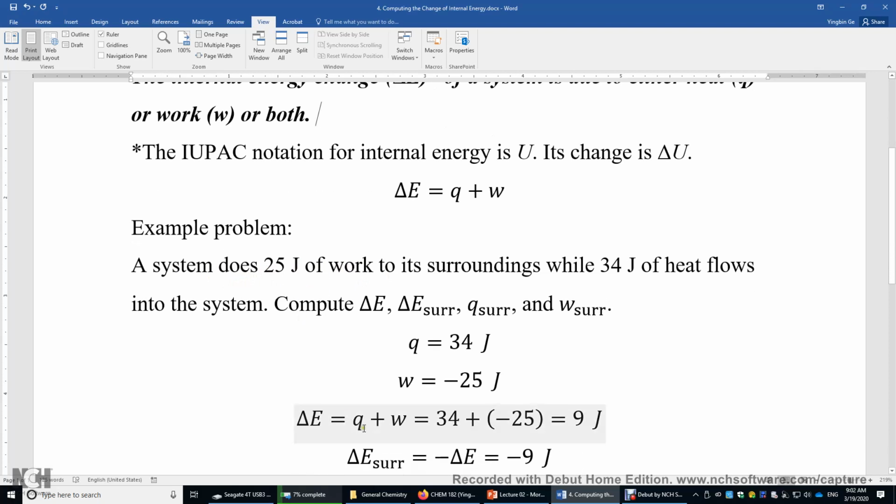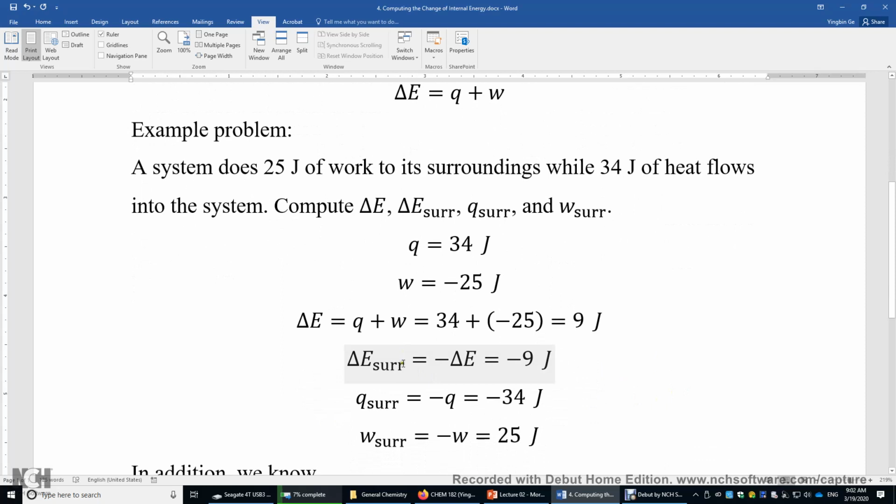Delta E equals Q plus W equals 34 plus negative 25. The result is 9 joules. It tells us the internal energy change of the system is 9 joules. What about delta E of the surroundings? Delta E of the surroundings is always negative delta E, equals negative 9 joules.